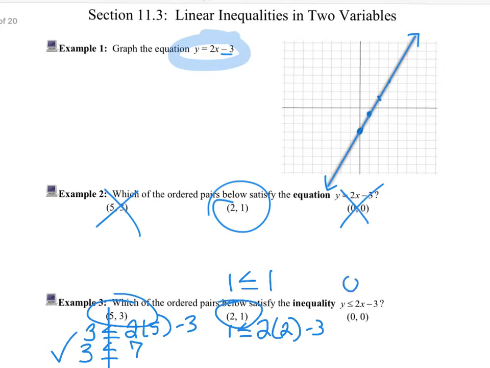Then I test this one. 0 is less than or equal to 2 times 0 minus 3. Evaluate that. 2 times 0 is 0. 0 minus 3 is -3. 0 is less than or equal to -3. That is not true. 0 is not less than or equal to -3. So 0, 0 doesn't work. So for this situation, both of these points, 5, 3 and 2, 1, satisfied that inequality. And I can test those again by plugging in the x and y values in the inequality and then testing to see if it's true.